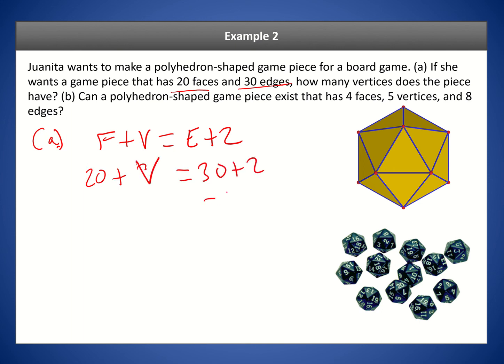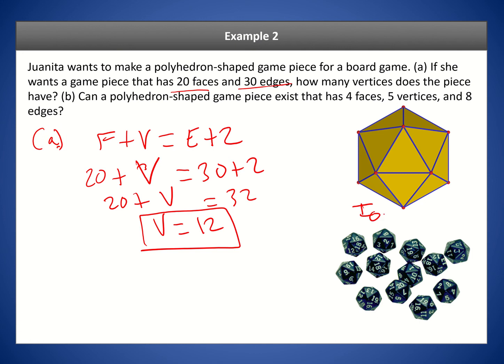Well, this is going to be 32. So 20 plus what is 32? Well, it's going to be 12. 12 plus 20, or 20 plus 12, is 32. So she has 12 vertices. Now this game piece is referred to as an icosahedron.